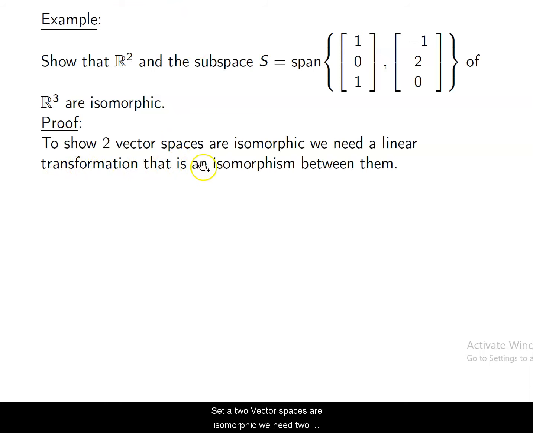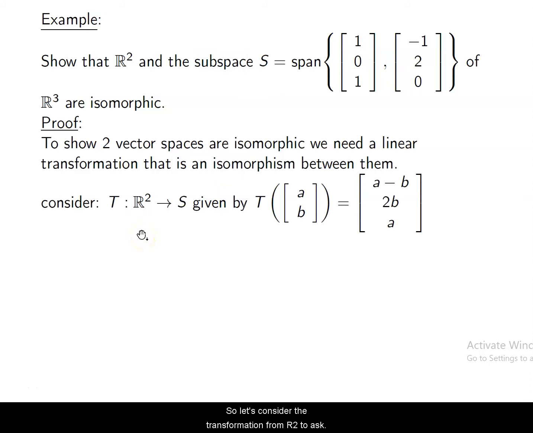So to show that two vector spaces are isomorphic, we need two things, right? We need there to be an isomorphism between them, we need a transformation. That's what it means to be isomorphic. An isomorphism means that there's a transformation that is one-to-one and onto between them. So what we need is a transformation between these two spaces that is one-to-one and onto. So a transformation from here that maps onto here, that's one-to-one and onto, or vice versa, right?